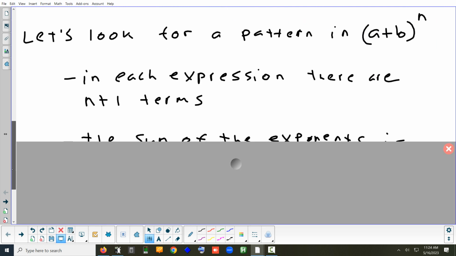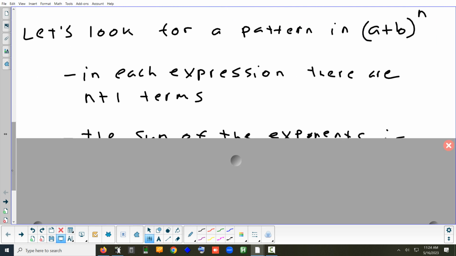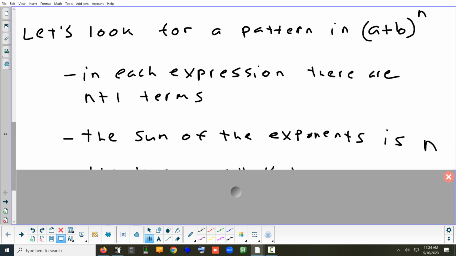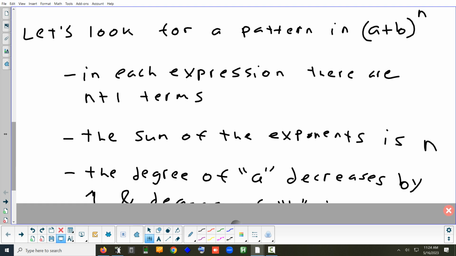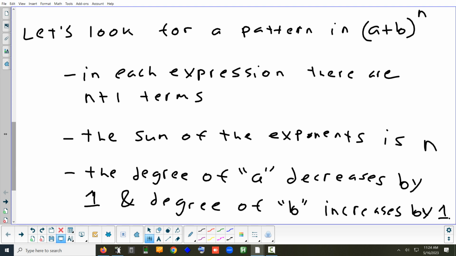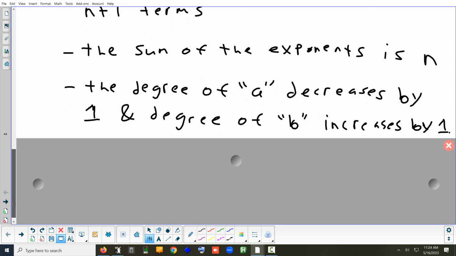So here are some of the patterns that you guys noticed. In each expansion, there was one more term than the power you were raising to. I pointed that out. The exponents always add up to the power. This, I think, was the first one we noticed. The degree on A was going down by 1. The degree on B was going up by 1 each term.